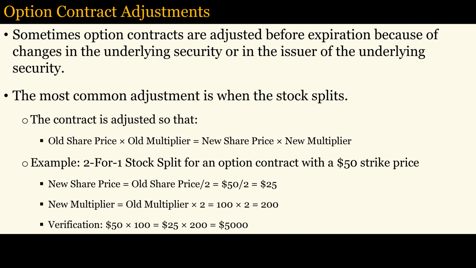Occasionally, option contracts are adjusted because of changes in the underlying security, in which case the contract is adjusted so that there is no fundamental change. The most common adjustments are for stock splits. So if a stock splits 2 for 1, then an option contract with a strike price of $50 and a multiple of 100 shares will be adjusted so that the new strike price will be $25 and the new multiple will be 200 shares, so that multiplying the old price by the old multiplier equals the new price multiplied by the new multiplier.